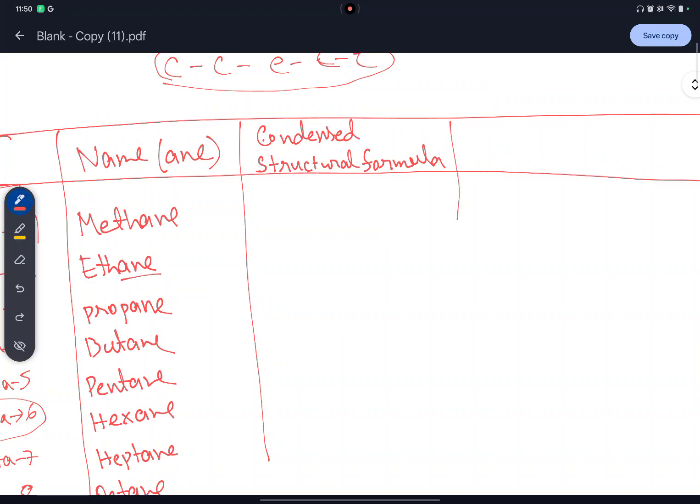You already know that their general formula is CnH2n+2. So whatever the carbon number will be, the hydrogen number will be double, then you have to add 2 with it. So if the carbon number is 1, the hydrogen number will be double of that, and with the 2 added, it will be CH4.